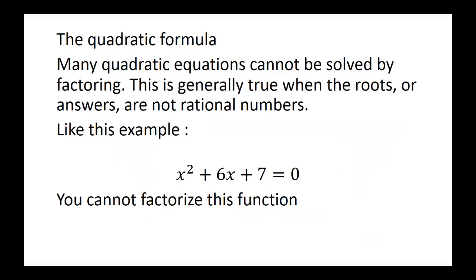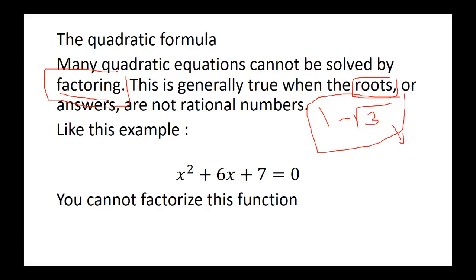The general rule, or the quadratic formula, is used for quadratic equations that cannot be solved by factoring. For example, the roots or solutions may not be rational numbers. Like if we have a solution like this one, 1 minus square root 3. Can this one be found by factorizing? Of course not.